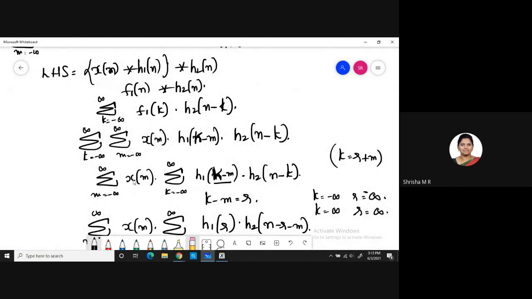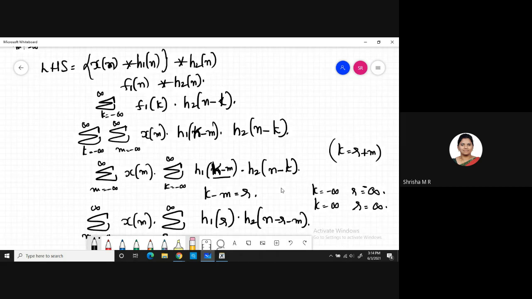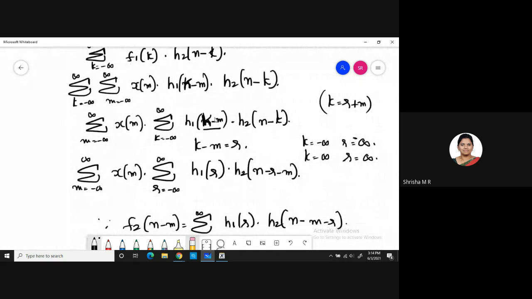Next, we'll try to group the terms. So summation m equals minus infinity to infinity x of m, take this outside, and you have summation k equals minus infinity to infinity h1 of k minus m into h2 of n minus k. So what you have to do is take this k minus m and replace it with r. Okay, h1 variable k minus m should be replaced with r. If you are replacing k minus m with some new variable r, then if k is equal to minus infinity, what is r?